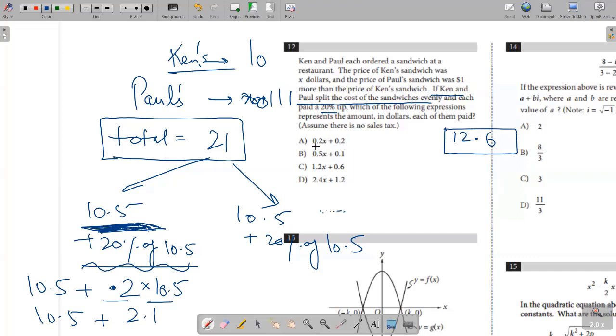What about option A, 0.2 times 10 plus 0.2? Okay, so we could do exactly what you said. So 0.2 times 10, because we plugged in the value of the sandwich x dollars as 10. So we'll plug in the value of x as 10 wherever there is x. That's 2.2. So A is not the right answer.